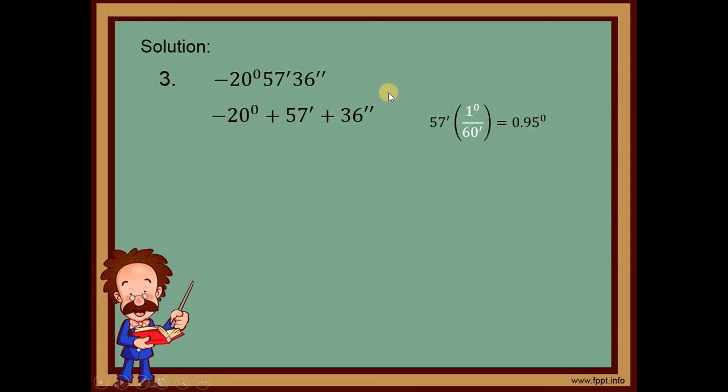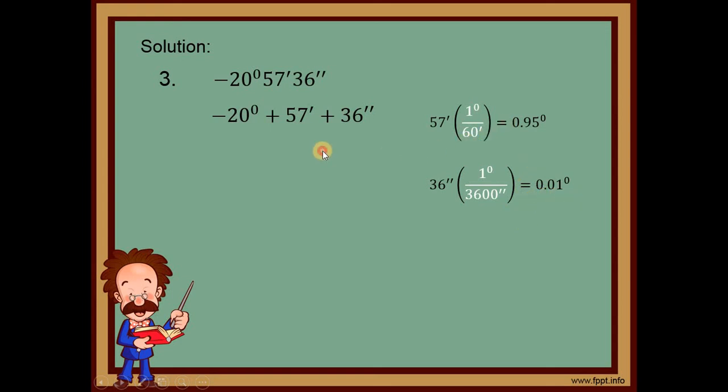Next, gagawin din natin yun sa seconds. Kunin natin yung 36 seconds, i-multiply natin sa 1 degree over 3,600 seconds. So, ito ay equivalent, kaya ito ay 1 lang. So, parang nag-multiply lang tayo dito ng 1. Okay? So, yung seconds cancel out. 36 times 1 divided by 3,600, we got the answer, 0.01 degrees.